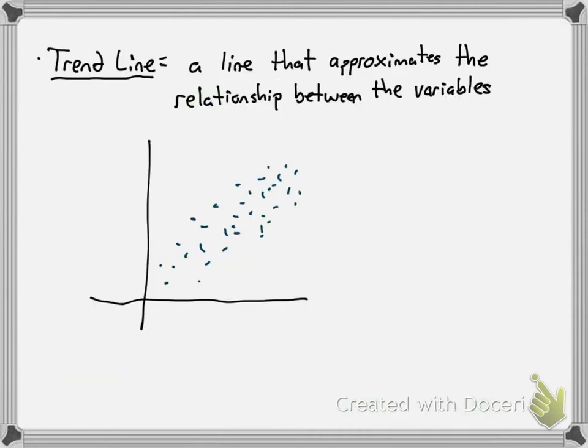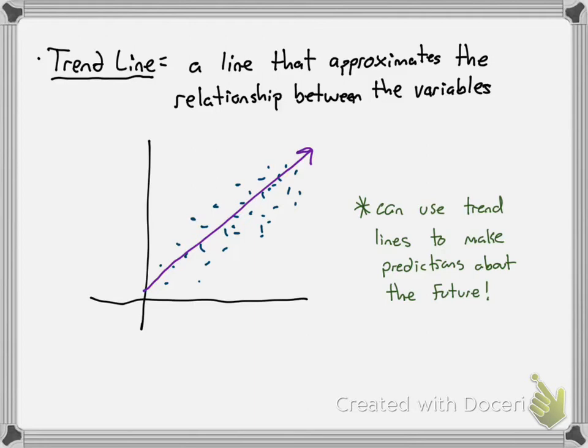Now, what's also going to be helpful here, the second big topic we're going to talk about, is making a trend line. A trend line is a line that approximates the relationship between variables. So basically, it's making some linear equation that goes through the middle of your data. What's helpful about these trend lines is that I'm going to use past data to be able to make predictions about the future, and that's going to be where we end our video today.